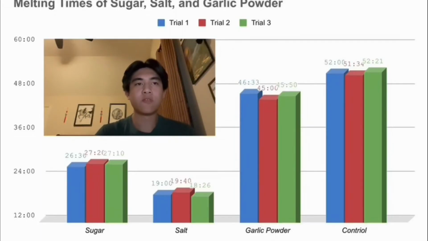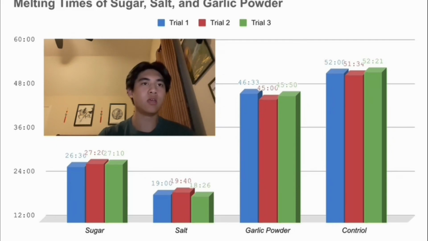What causes the ice to melt faster is whenever different substances dissolve, they can dissociate where their component ions disrupt the crystal lattice of ice, and they can interrupt the hydrogen bonds. So this is a graph of all the times and all the trials with all the substances that we tested. And on the left, we have sugar, salt, garlic powder, and the control group.